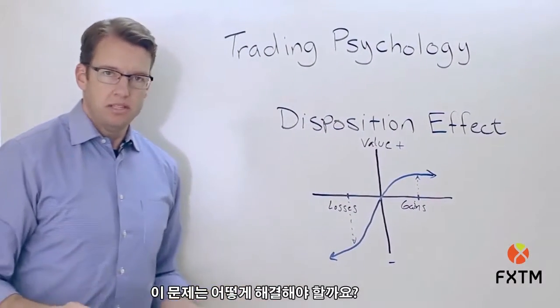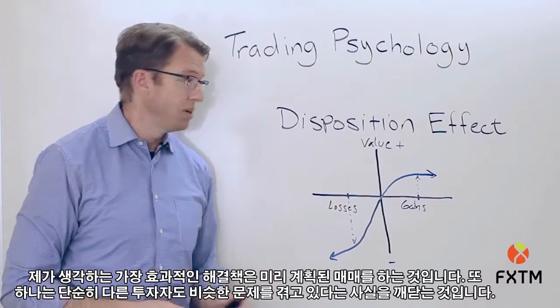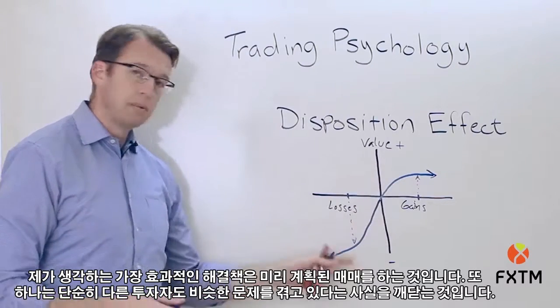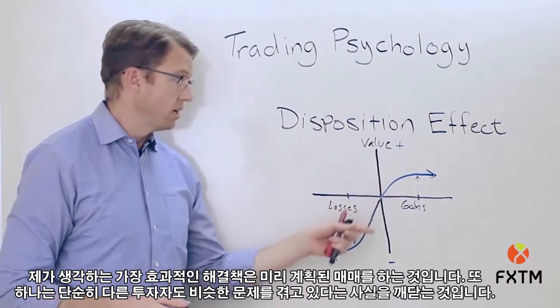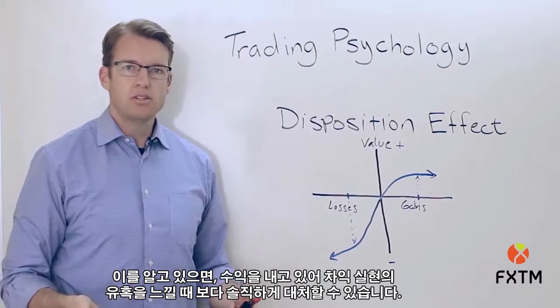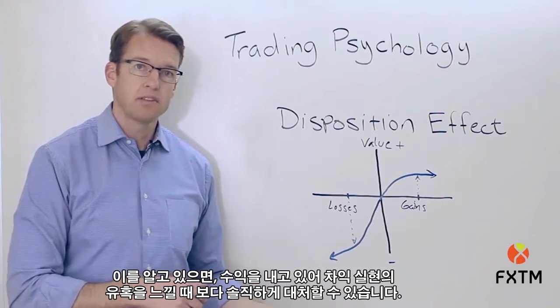Now, how do we deal with this? Well, I found one of the most effective things that we can do is try to plan our trades out in advance. But the second thing is really just being aware of the fact that we probably all suffer from this to some degree or another. So if we're aware of it, then we can address more honestly our motivations for when we have a winning trade on our hands and we're tempted to take those profits off the table.